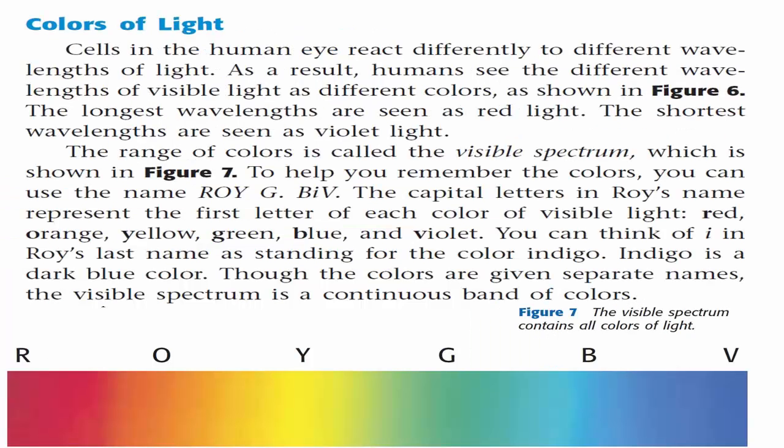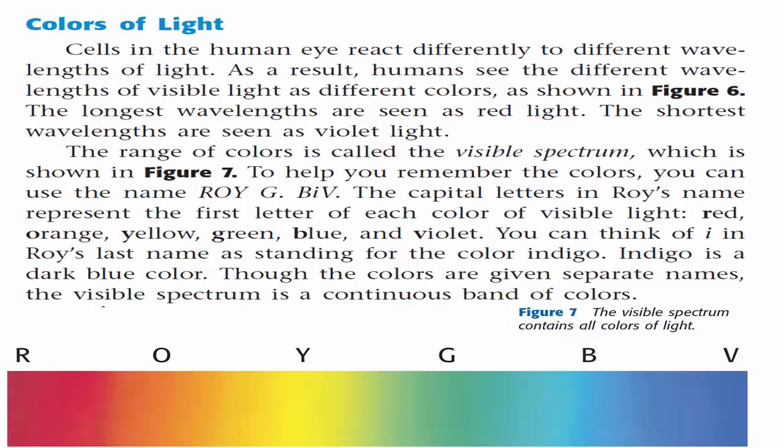Colors of light. Cells in the human eye react differently to different wavelengths of light. As a result, humans see the different wavelengths of visible light as different colors, as shown in Figure 6. The longest wavelengths are seen as red light. The shortest wavelengths are seen as violet light. The range of colors is called the visible spectrum, which is shown in Figure 7.